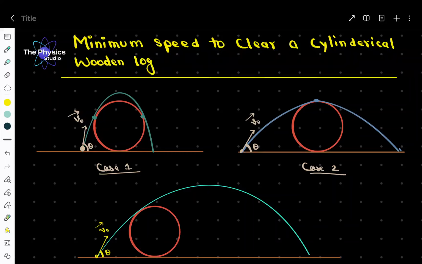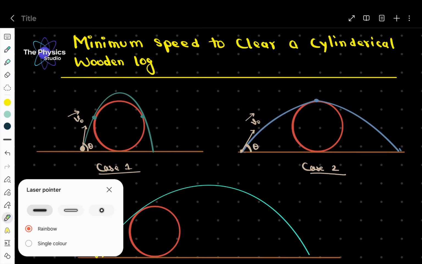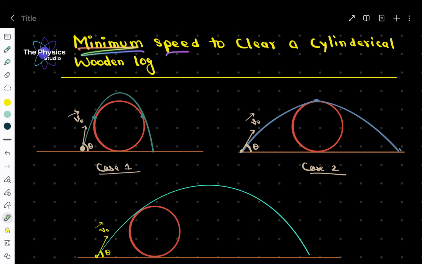And in this video we are going to look at the minimum speed which is required to clear a cylindrical wooden log.